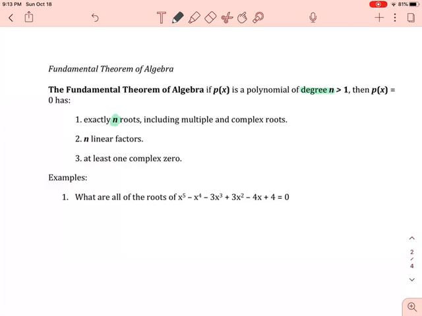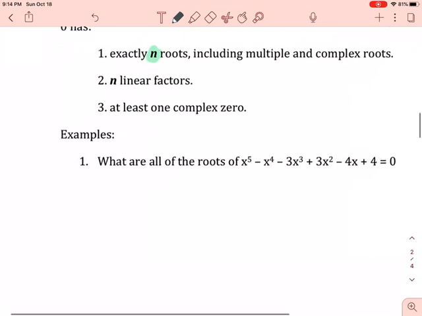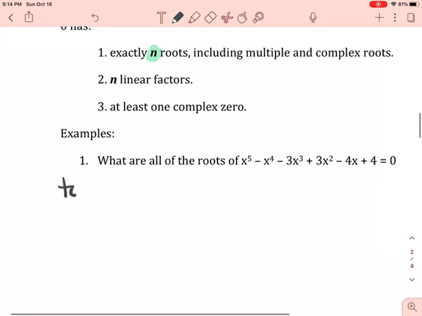We're not going to talk about end behavior yet. We're going to put all that together in a little bit. All right. So what are all the roots of x to the 5th minus x to the 4th minus 3x cubed plus 3x squared minus 4x plus 4? All right, so let's do a lot of stuff here. We want the total number of roots.